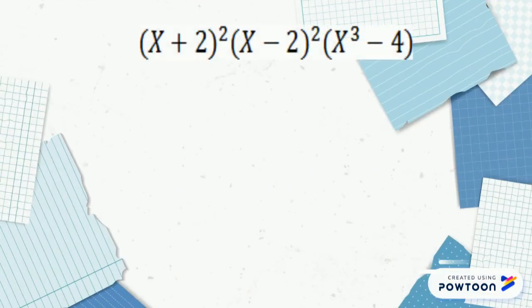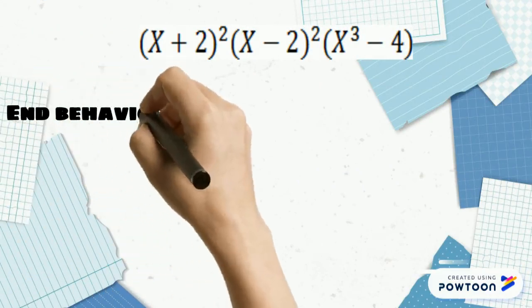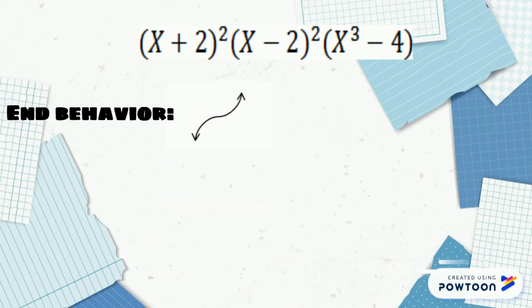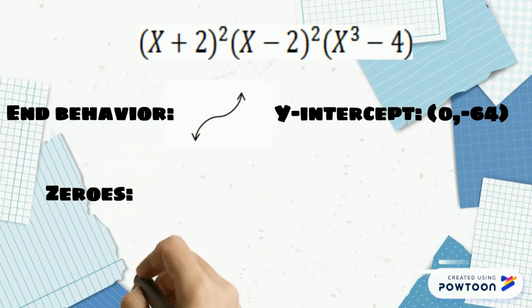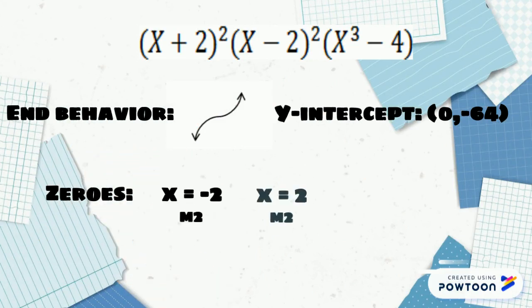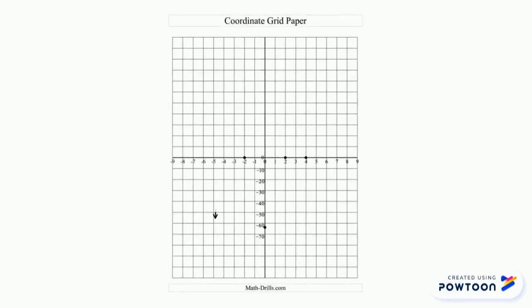Let's review what we had solved so far. We have an equation of (x plus 2) squared, (x minus 2) squared, (x minus 4) cubed. Our end behavior is a down-up behavior. The y-intercept is (0, negative 64). Our zeros are negative 2, 2, and 4 with their multiplicities. Plot out the points from your zeros or x values and y-intercept. Since the numbers 2 and negative 2 have a multiplicity of 2, then their graph should bounce.